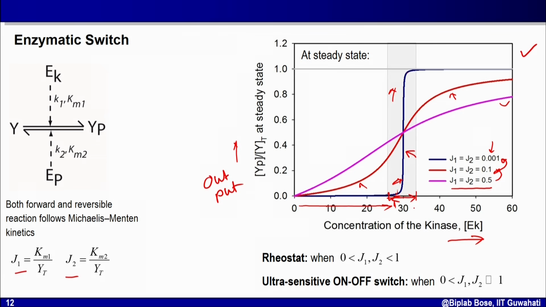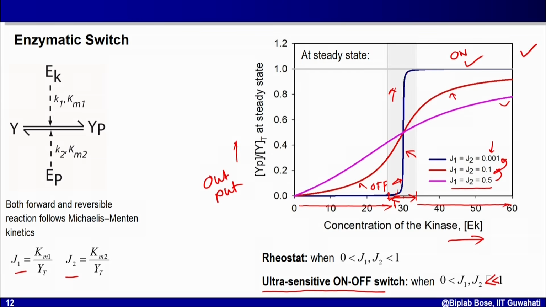Here a slight change in the value of Ek will sharply change the value of Yp by Yt, and then again in the rest of the region I will remain at the higher value. So this lower value I can consider as off, and the higher value I can consider as on. So when J1 and J2 are very small with respect to 1, I get an ultra-sensitive on-off switch. It is like an on-off switch, the way you use in your house.